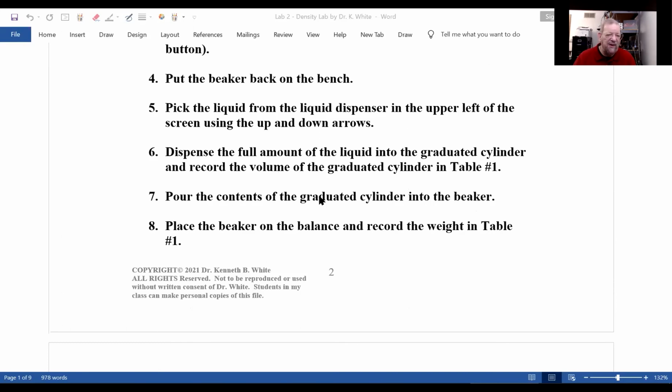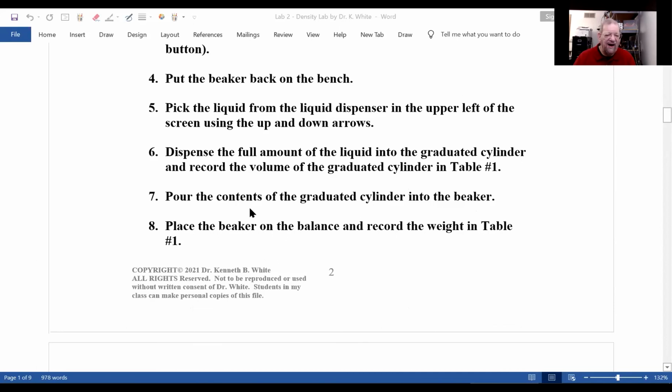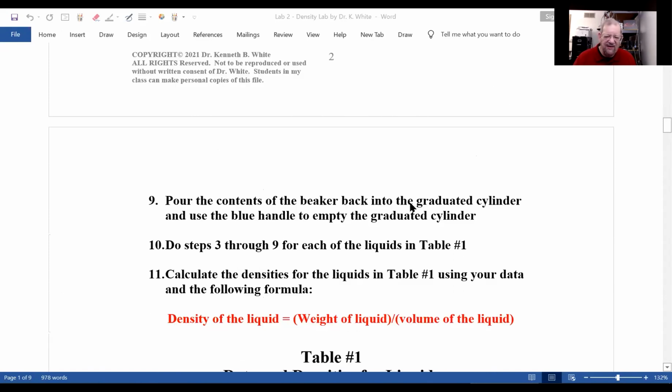Then, by the way, when you poured, pour the contents of the graduated cylinder into the beaker and place the beaker on the balance. You can actually leave it on there. I found that out too. Record the weight. Pour the contents back into the graduated cylinder, put it back. Use the blue handle to empty the graduated cylinder. Then you'll repeat steps 3 through 9 for each liquid in table 1.